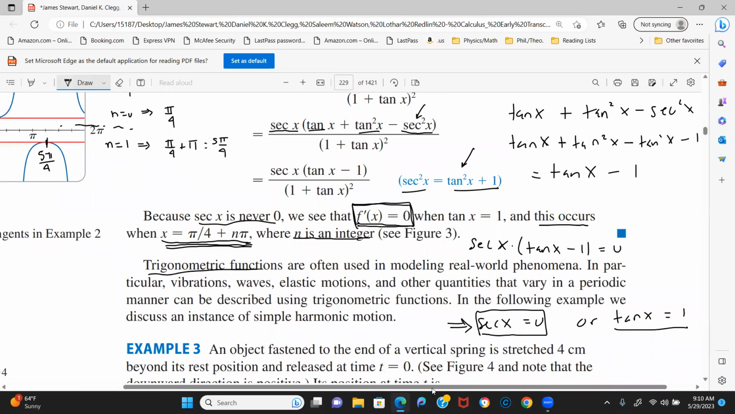So trig functions are important. They're used in modern real world phenomena, so you can model vibrations, waves, elastic motion, periodic motion, motion on a spring. There's a quantum oscillator that's really important, and that is modeled using periodic motion. So a lot of interesting, important applications.